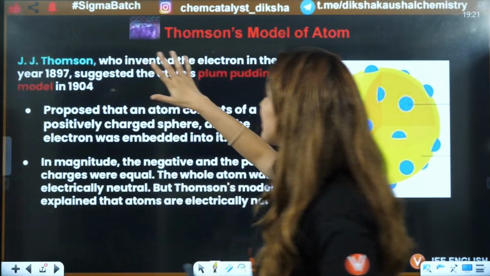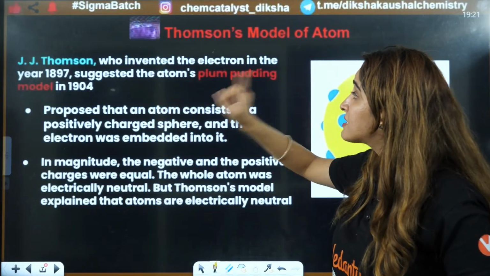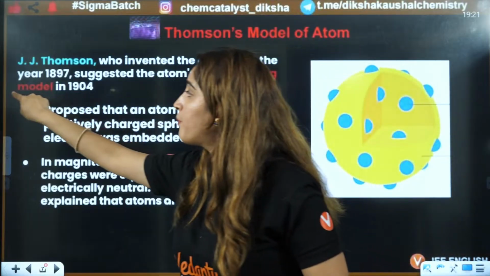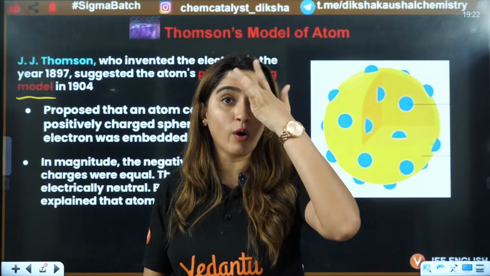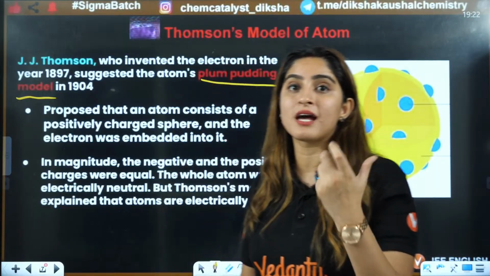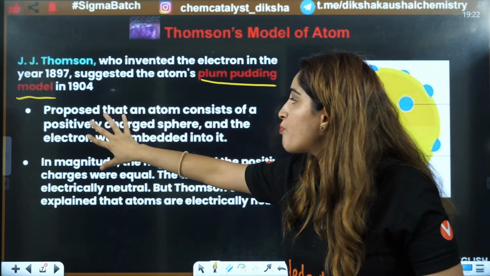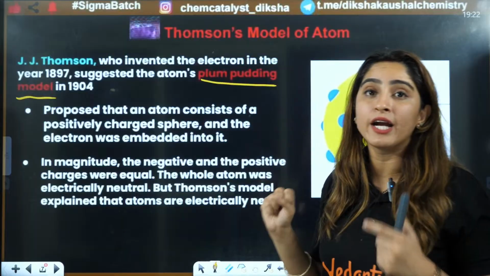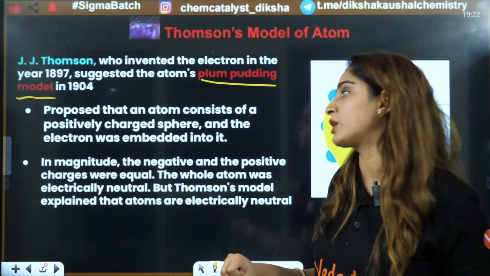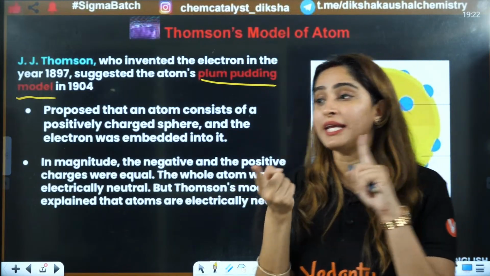Thomson, who discovered the electron in the year 1897, suggested the plum pudding model, like nuts, or the watermelon model. These are the names given to it. He proposed that an atom consists of a positively charged sphere and the electrons are embedded into it, like seeds in the watermelon. In magnitude, the negative and positive charges are equal.